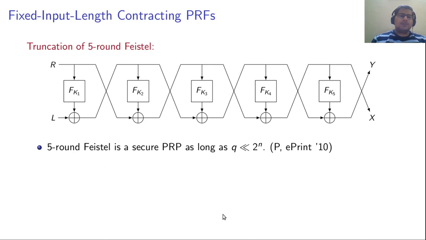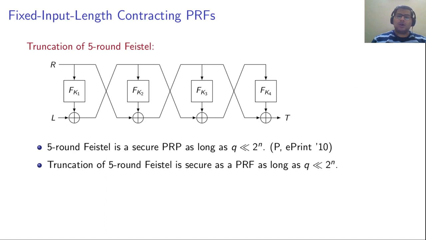So let's see some examples of fixed input length contracting PRF. The first example that I will give is a truncation of 5-round Feistel. A 5-round Feistel is actually a secure PRP as long as Q is much less than 2 to the n. And what you can do is truncate the last call, and if we release this T value, then we can again show that this truncation of 5-round Feistel is secure as a PRF as long as Q is much less than 2 to the n.